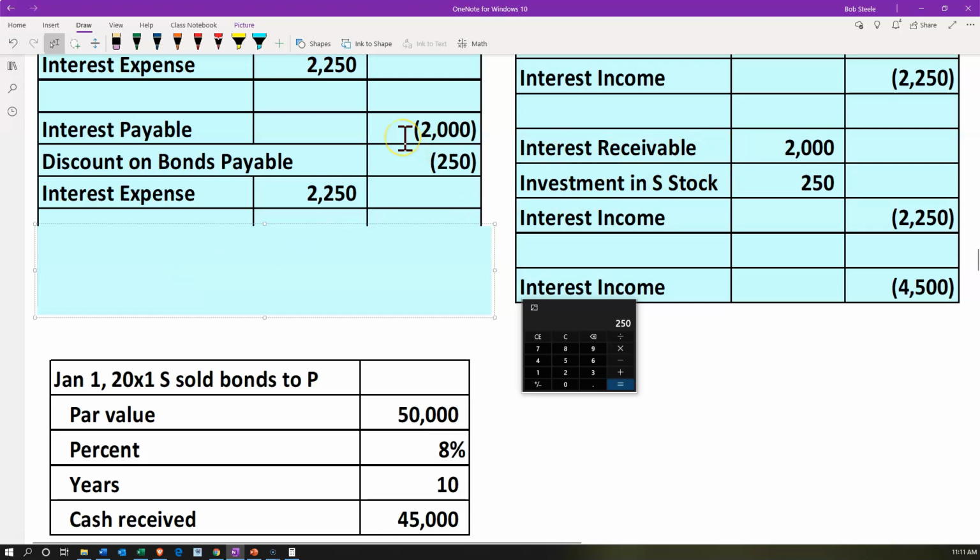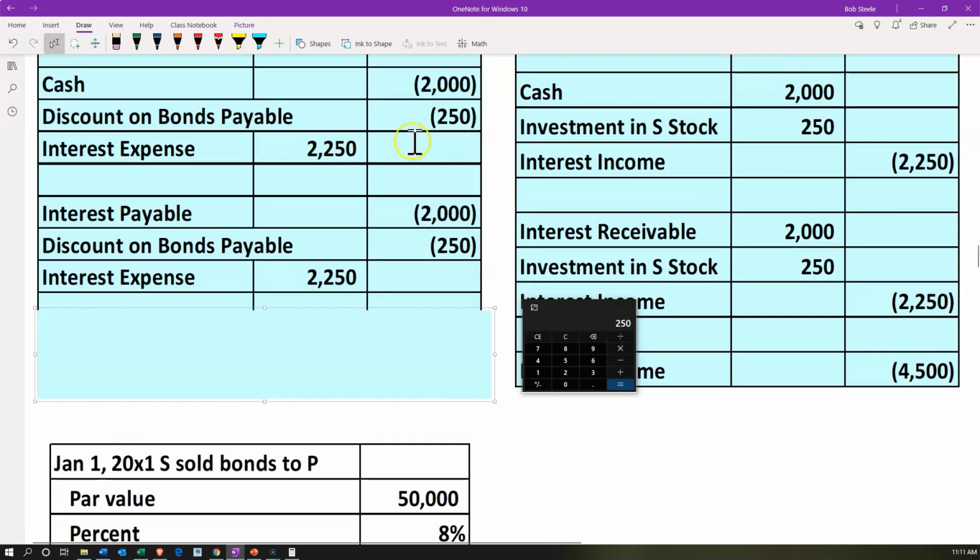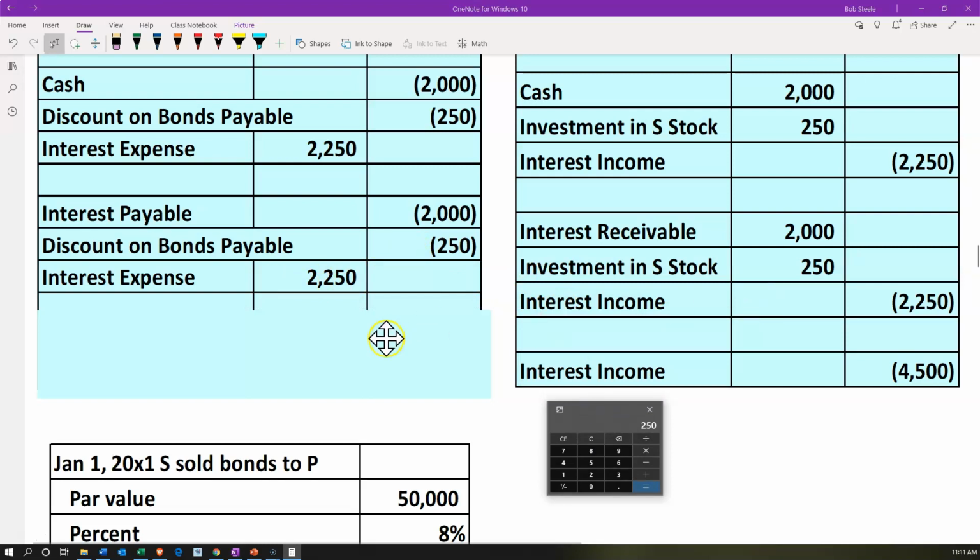So this time we're going to have interest payable because now we have a payable rather than a receivable, because they owe the interest. And the same thing as up top, we've got the discount on the bonds, and then we have the interest expense of $2,250. Once again, mirroring what happened over here.